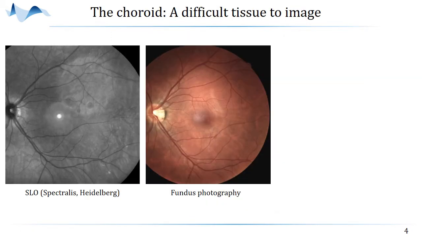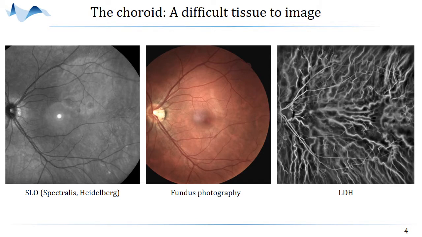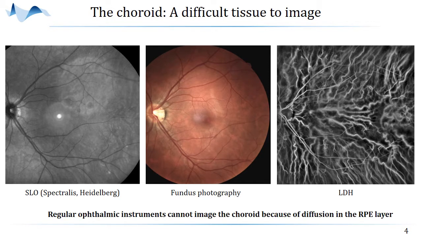As I said earlier, the choroidal vasculature is very challenging to image because of the RPE, and this is, in the same eye, a comparison of what you can have with commercialized instruments and laser Doppler holography. With laser Doppler holography, you can see many vessels that belong to the choroid that you cannot see with the other two images, because contrast based just on reflectivity and absorption of the eye fundus structure is not able to reveal the inside of the choroid.